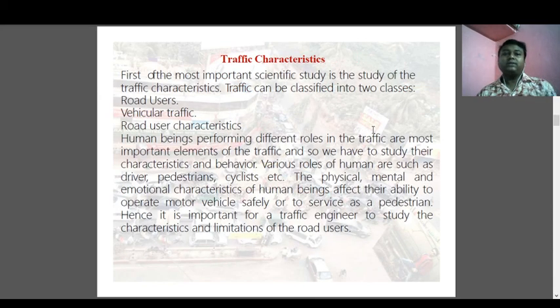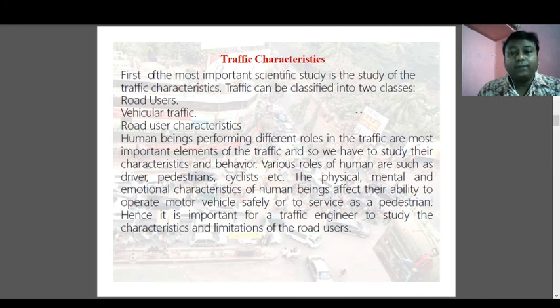So next is the traffic characteristics. What are the traffic characteristics? The first and most important scientific study is the study of the traffic characteristics. Traffic can be classified in two classes, that is the road user and the vehicular traffic. So what are road users? The road users are the human beings performing different roles in the traffic, the most important element of the traffic, so we have to study their characteristics and behavior.